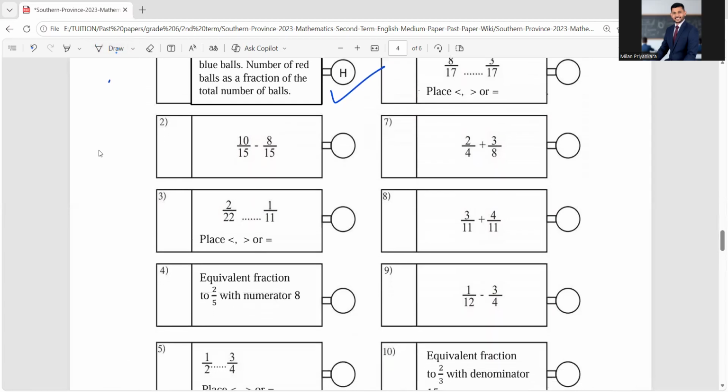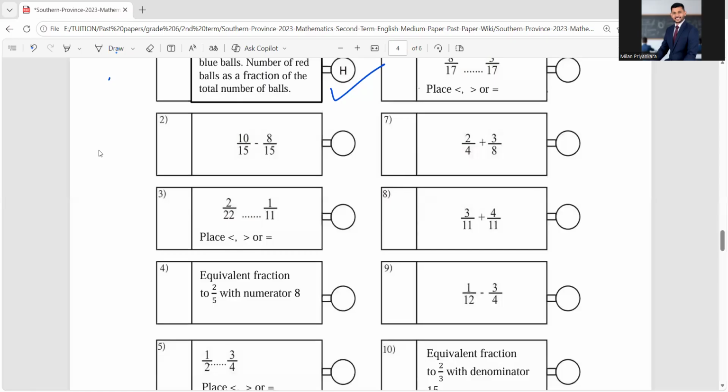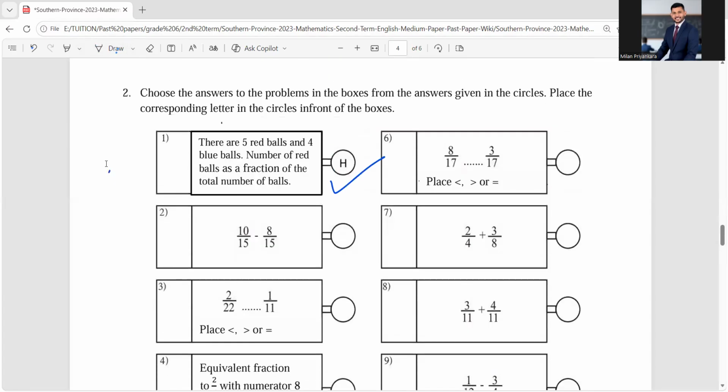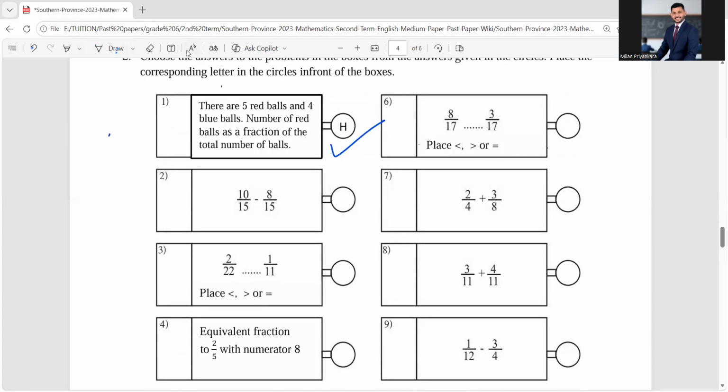10 over 15 minus 8 over 15, which is equal to 2 over 15. Let's see 2 over 15. We have 2 over 15. Yeah, we have 2 over 15 here, right? See, now this one. Therefore, we can take that answer here. This is I, right? I, 2 over 15.